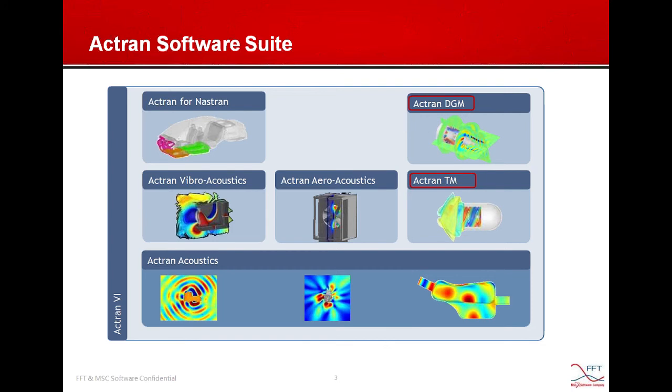Now, Actran is programmed using the finite element method. So although we have different modules, it is very important to bear in mind that all these modules can be combined with each other. So it is perfectly possible to solve a fully coupled, let's say, aero-vibro-acoustic problem. And all the Actran modules are integrated in the Actran VI, the pre- and post-processor of Actran. So we will see Actran VI in the demo session.